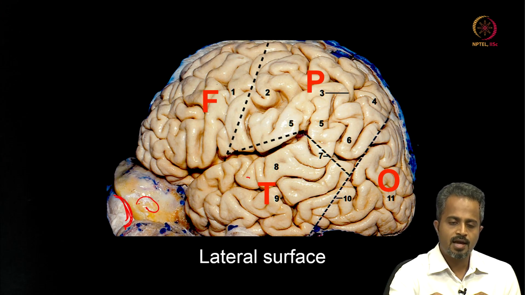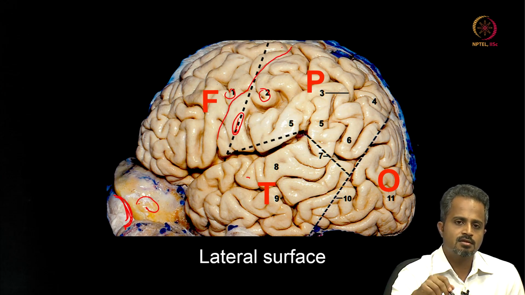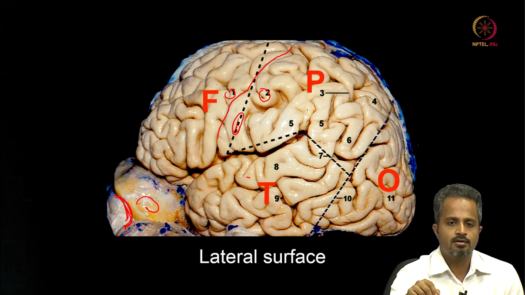This black line here is along the central sulcus. Number 1 is the motor cortex, number 2 is the sensory cortex. This central sulcus that is seen here is the deepest sulcus in the brain, which divides the brain into a frontal and parietal lobe.